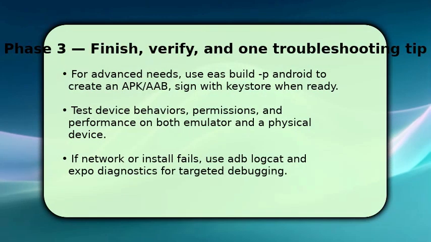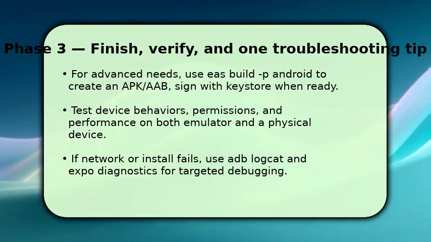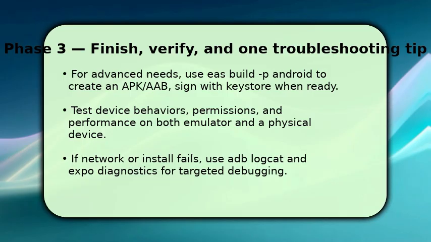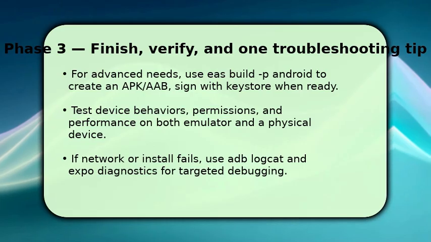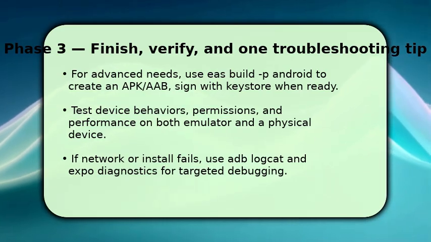Finally, when you need an installable app, build with ease. Run eas build -p android to produce an APK or AAB. Sign it with your keystore for release. Make sure to test permissions and native behaviors on a physical device too, because emulators can differ.